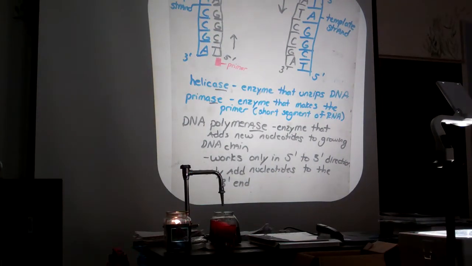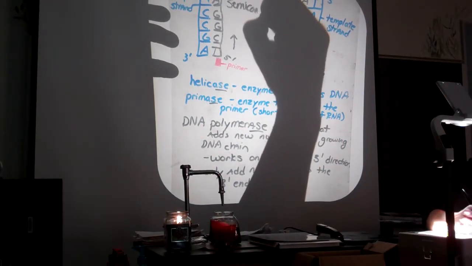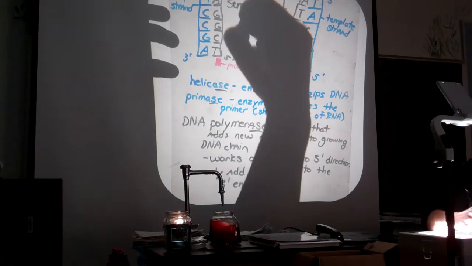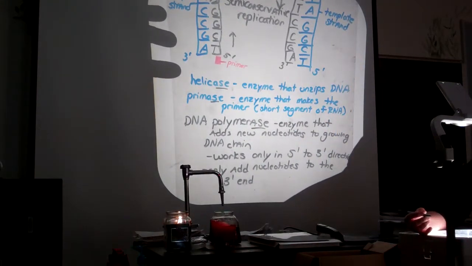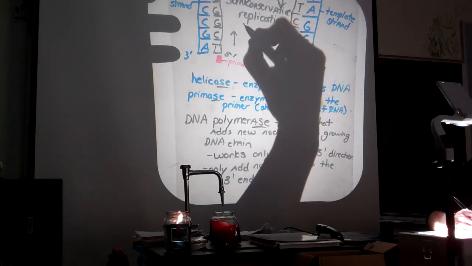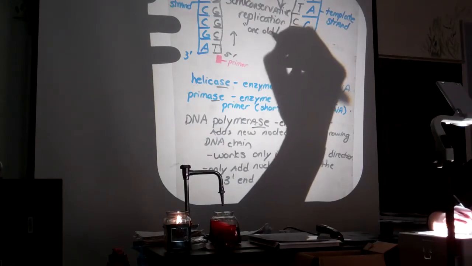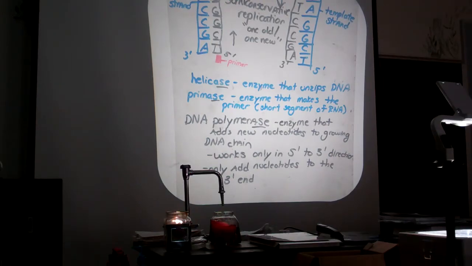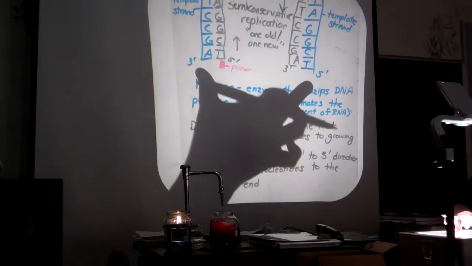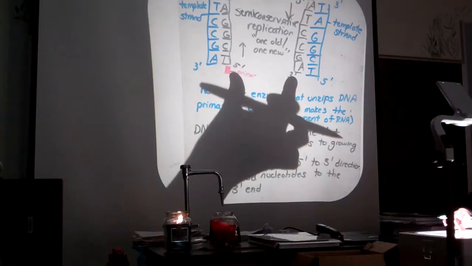Another word that you've heard of that I want you to know: this type of replication, big picture, is called semi-conservative replication. The reason for that: semi, half. When you have one old and one new strand in the end, that's considered semi-conservative. The old strand is the original template strand, and the new strand is the one that the DNA polymerase set down.